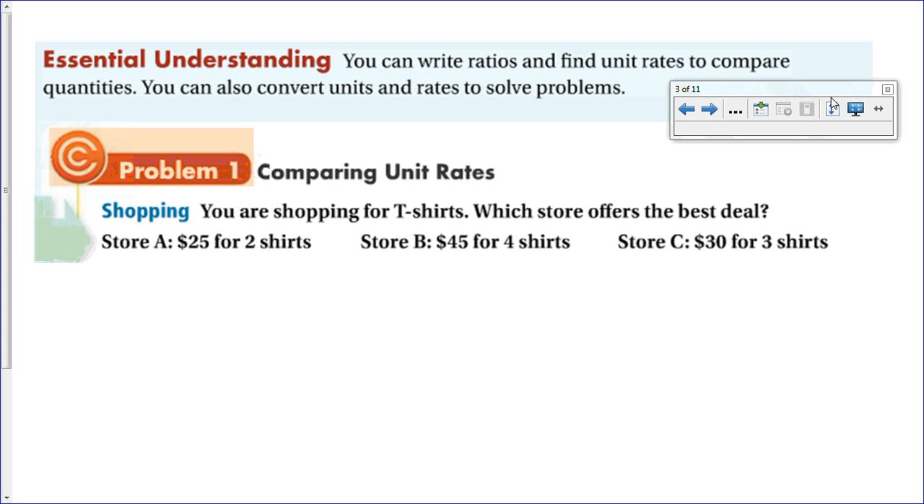Let me reword what I just said. If we want to compare three different things, the best way to do that is to get them to be a unit rate. And what I mean by that is, let's set up this example right here. You're shopping for t-shirts, and you're trying to figure out which store has the better deal. So let's write these now as ratios.